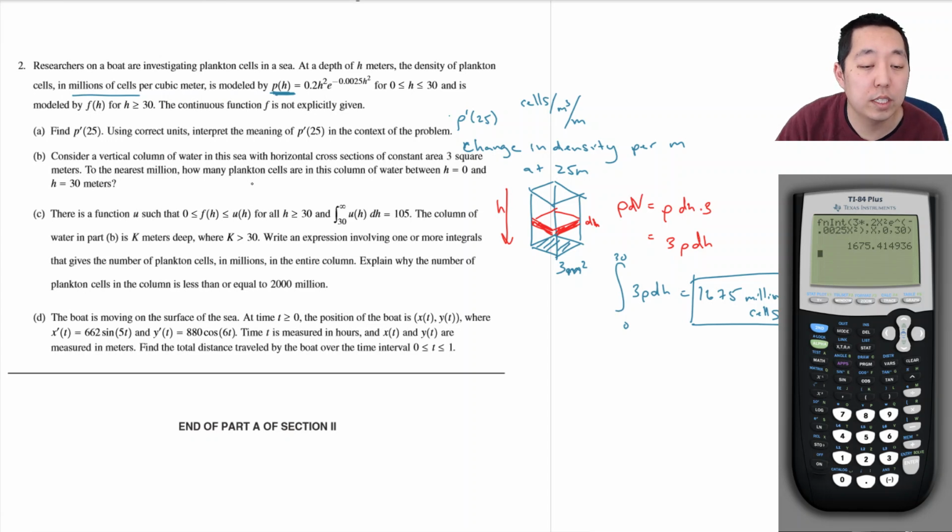There is a function such that for depths beyond 30, this function is bigger than f of h, and also the integral of everything past 30 meters is 105. Basically, they're trying to say why the plankton count is bounded. If I want the total number of plankton in the entire column, I'm going from 0 to k of f of h.